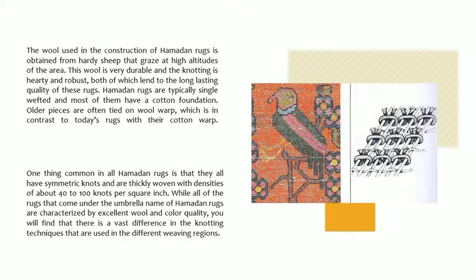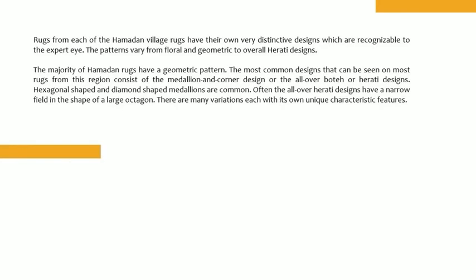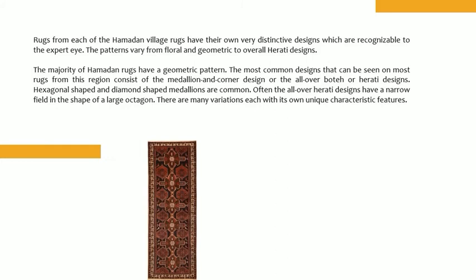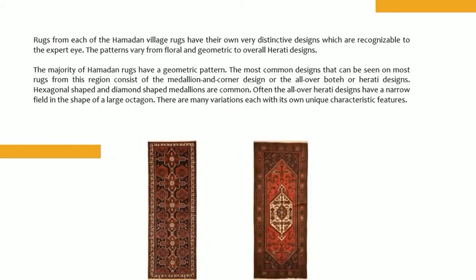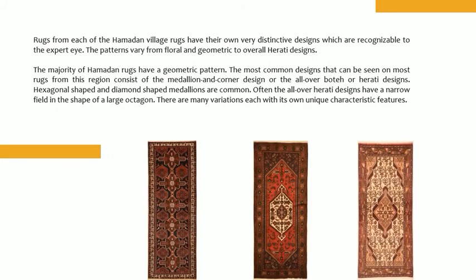There is a vast difference in the knotting techniques that are used in the different weaving regions. The majority of Hamadan rugs have a geometric pattern. The most common designs that can be seen on most rugs from this region consist of the medallion and corner design. Hexagonal-shaped and diamond-shaped medallions are common. Often all-over Herati designs have a narrow field in the shape of a large octagon.